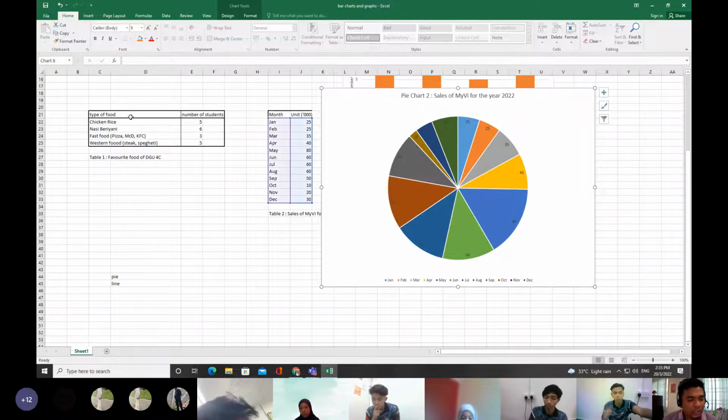Sorry, for the type of food one, the favorite food of G4C, I made a mistake, maybe because of the wrong column. Never mind, I will fix it later. Okay, so here's a pie chart. Here's the thing, right?